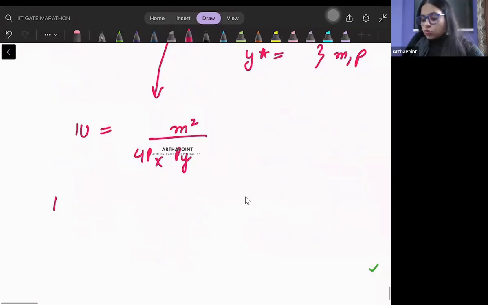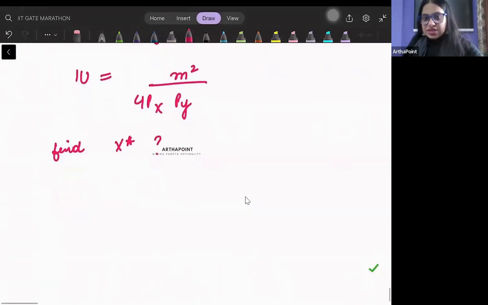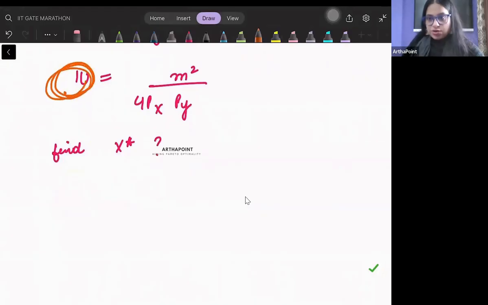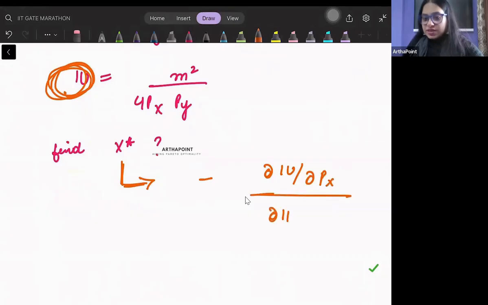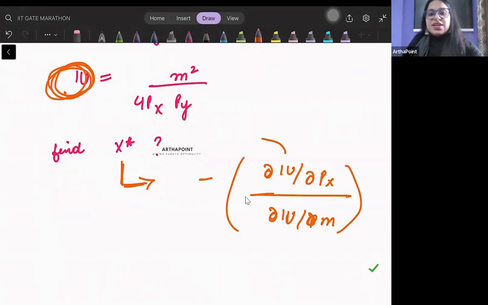And then they're asking you, find the x star. Find out how much x would be. Find its Marshallian demand, right? So in this case, you have to apply Roy's identity. Roy's identity says that if you are given this indirect utility function, you can find this x using the formula: differentiate indirect utility with respect to px, differentiate indirect utility with respect to income, and put a negative sign, and that will be the value of x that you will be getting.